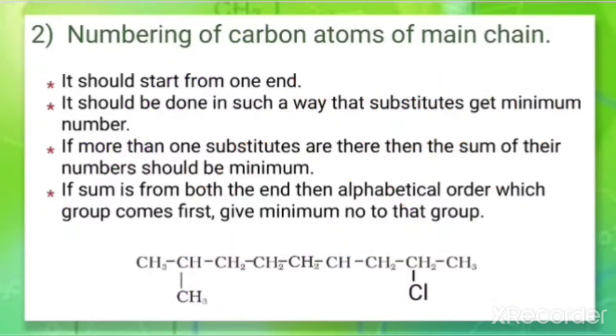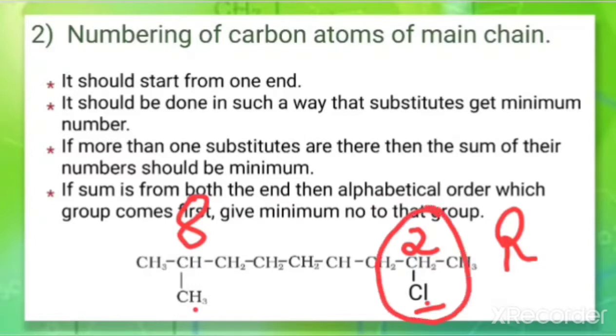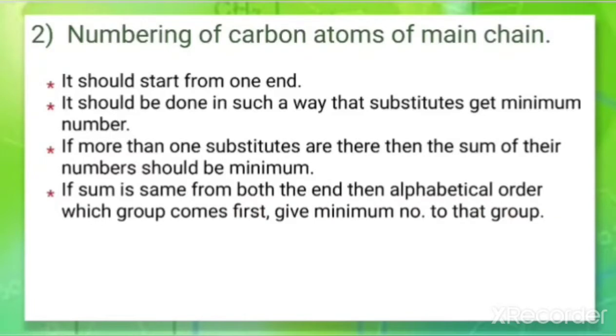So which one is the right way of numbering for this organic compound? That is from the right hand side, because from the right hand side the chloro group is getting the second position and the methyl group is getting the 8th position. So this is the right way of numbering where there are two different substituents and the sum from both ends is the same. We have to choose the way of numbering where the group which comes first alphabetically gets the minimum number. That is what this rule says. So these are the rules which you need to follow for numbering the carbon atoms of the main chain.